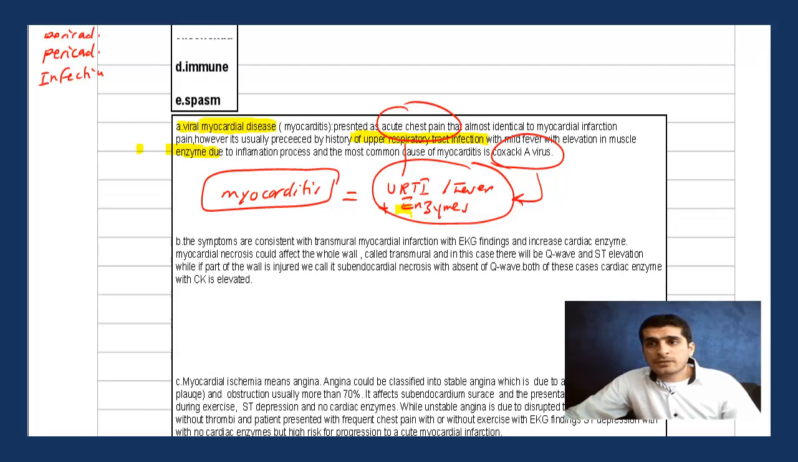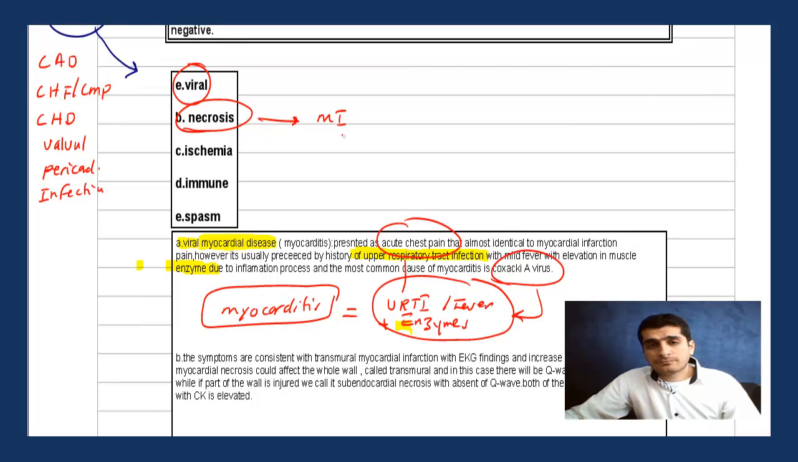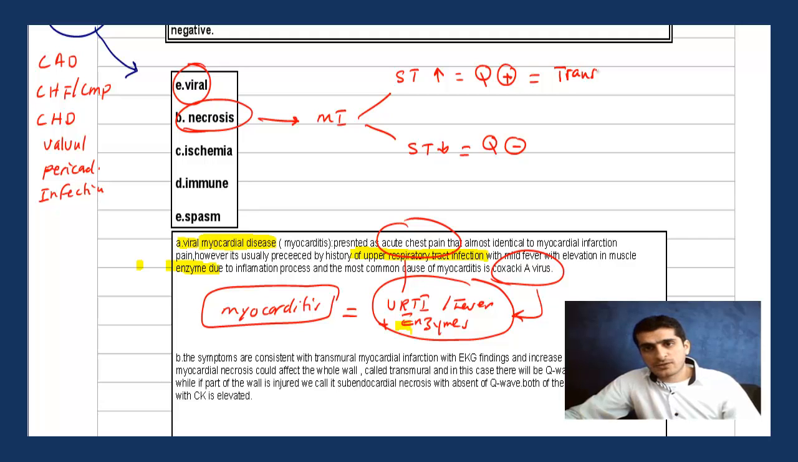Now look at the second one. The second one, basically, look at the options. You will see the option is necrosis. And when you are talking about necrosis, guys, I'm talking about the MI. When you're talking about the MI, you have to know if there is ST elevation or ST depression. Usually ST elevation MI, in which Q waves are present, so that's why positive. With ST depression, the Q wave may be negative. ST elevation also means transmural, I mean the whole wall is involved, while ST depression means subendocardial.